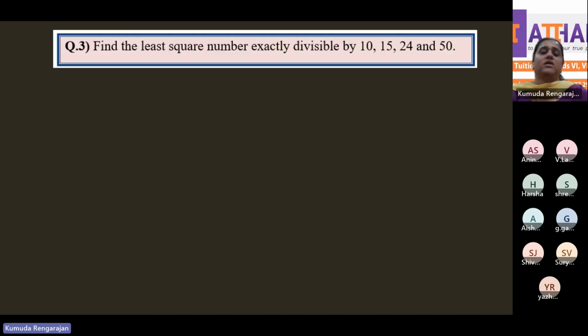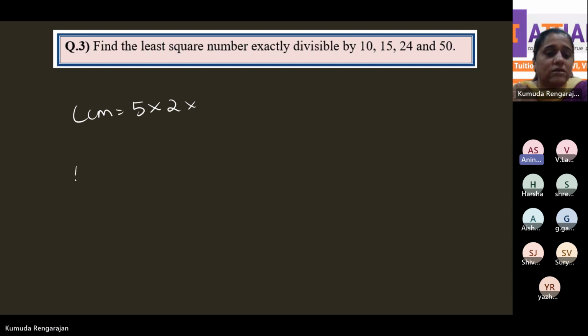Okay, next one. Anyone wants to share the answer to this question? Ma'am, can I answer? Yes, Anitika? Ma'am, so I did the prime factorization method. What is the LCM? What are the prime factors you got for the LCM? 5, 2, 3. No, 2 5s, 3 2s, and 1 3.